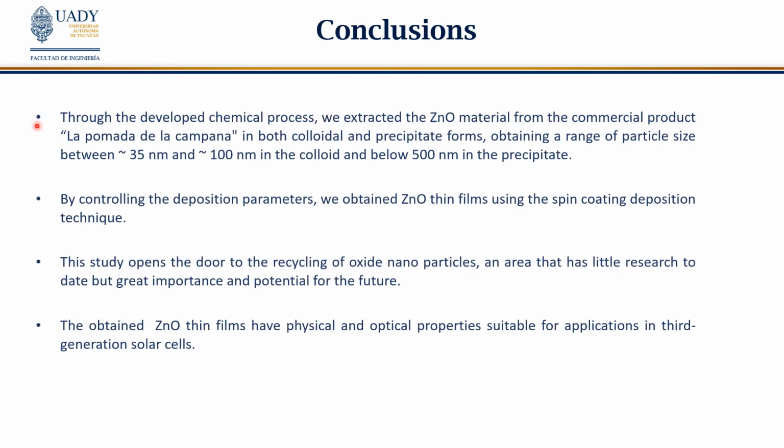So through the developed chemical process, we extracted the zinc oxide material from the commercial product La Pomada de la Campana in both colloidal and precipitate forms, obtaining a range of particle size between 35 nanometers and 100 nanometers for the colloid and below 500 nanometers for the precipitate. By controlling the deposition parameters, we obtained zinc oxide thin films using the spin coating deposition technique.